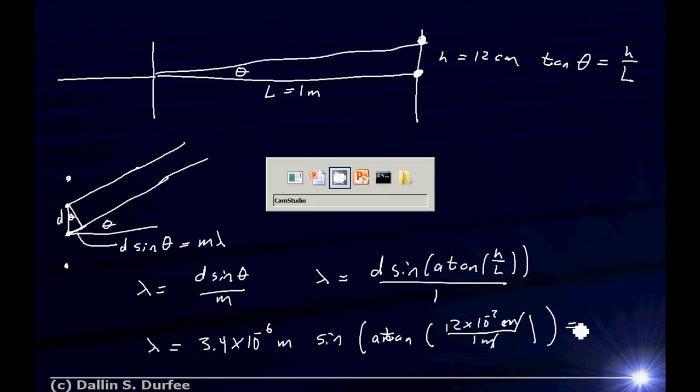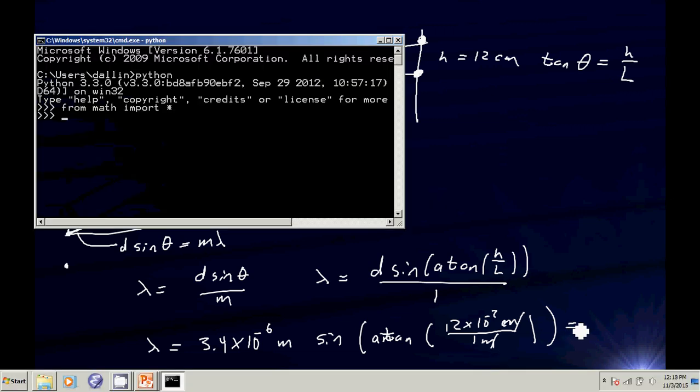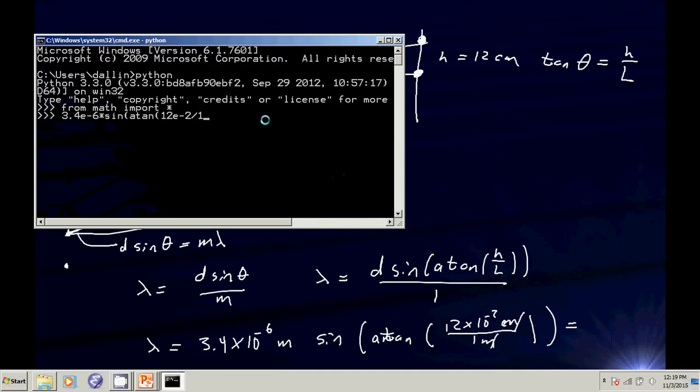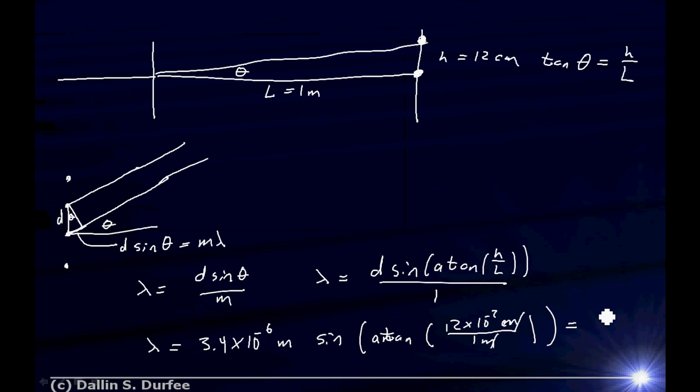Alright, and then we can go and plug this into our Python calculator, and we're going to have 3.4 times 10 to the minus 6 times the sine of the arctangent of 12 times 10 to the minus 2 divided by 1. Divided by 1, and we get 4.05 times 10 to the minus 7, or 405 nanometers. Yay! It's a purple laser pointer with one of those little diodes they use in Blu-ray players. Okay, so there it is. There's our answer. That's the wavelength of our light.